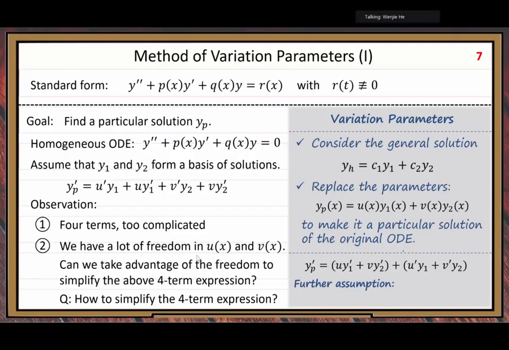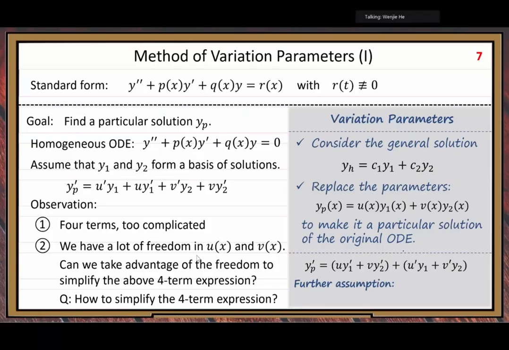Now, in problem solving, we can make assumptions. If your assumption is reasonable, you can do it. If your assumption may cause a contradiction, then you cannot do it. Okay? So, all right.